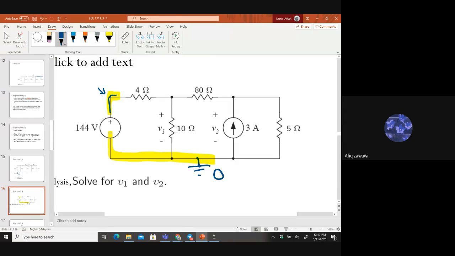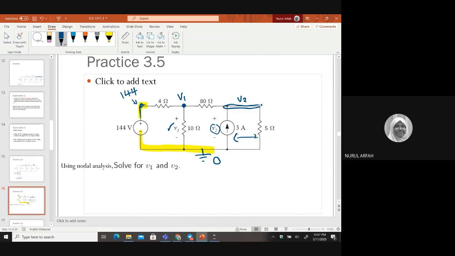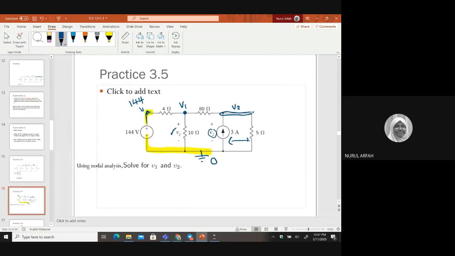It's 144 watts. 144. Yes, very good. And the rest you can just name according to whatever information you have here, like this one V1 and this one V2, right? Since they are in parallel with 3 amps and 5 ohms here, you have a V2 node here. I think this one you can solve, no problem. Very straightforward. But there's another way to solve this. We call it mesh analysis. Mesh analysis, we're going to discuss in our next class, inshallah.